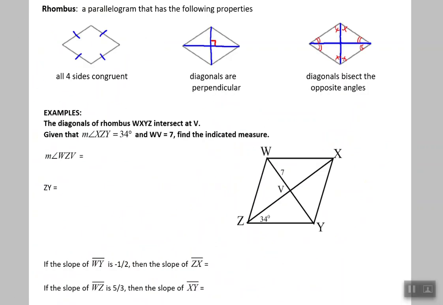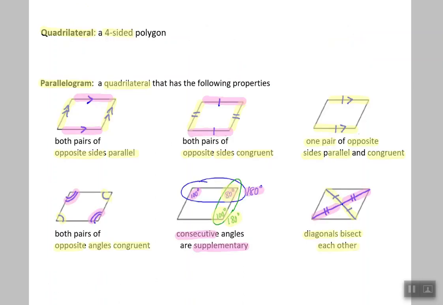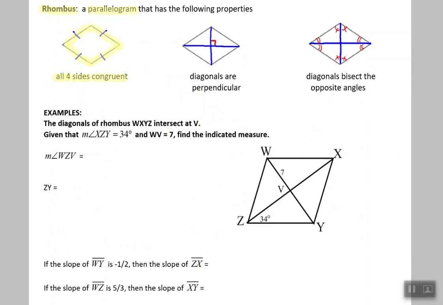Now we've got special types of parallelograms, and the first one we're going to look at is the rhombus. A rhombus is a parallelogram that has the following properties. Of course, because it's a parallelogram, it has everything that we previously mentioned, but also it has all four sides congruent. Notice the congruent marks to show that all four sides are the same length. That's what makes it a rhombus. Whereas in a parallelogram, it's merely the opposite sides that are congruent, not necessarily all four.